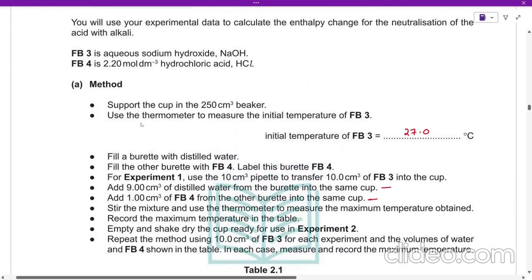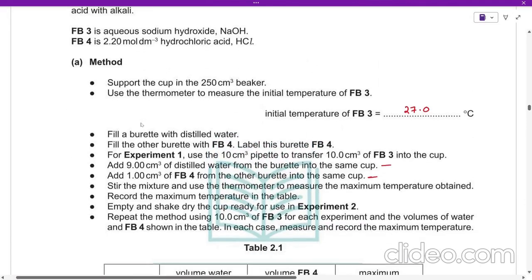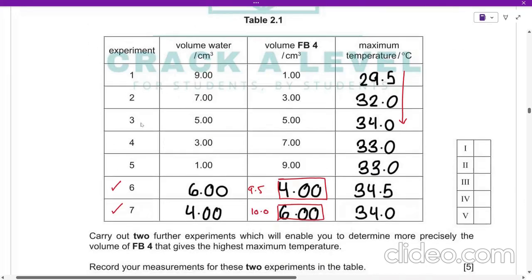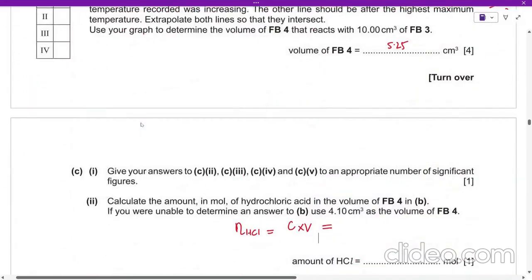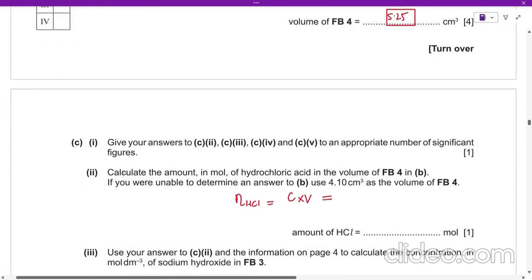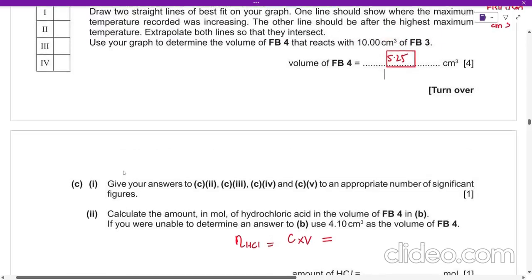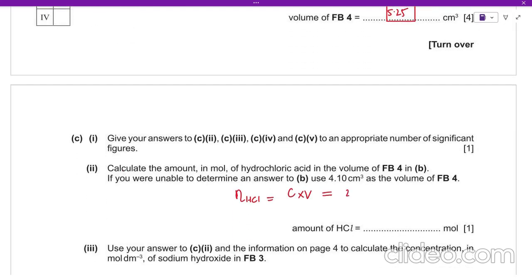So HCl was FB4, its concentration was 2.2. So we were actually varying the volume of FB4. So this will be actually the volume of FB4, because they are telling us to calculate the amount of moles of the hydrochloric acid in the volume of FB4 in part B. So this is the part B, 5.25. So 2.20 into 5.25. So let's calculate this. 2.2 into 5.25 and divide by 1000.